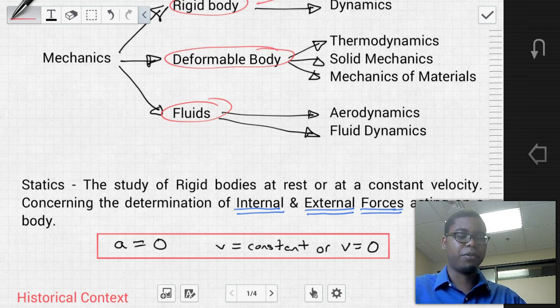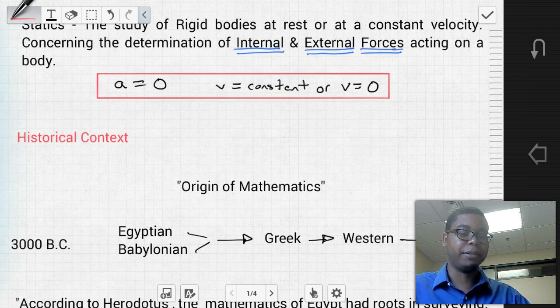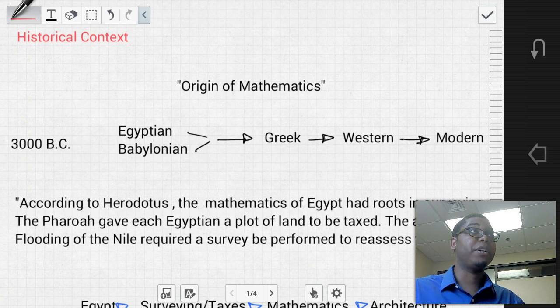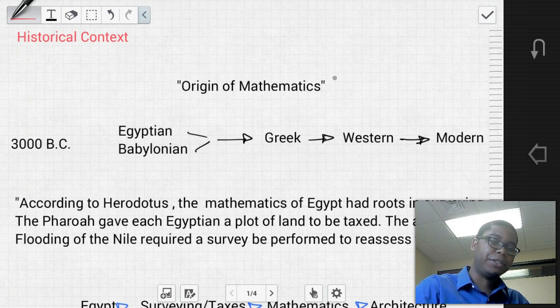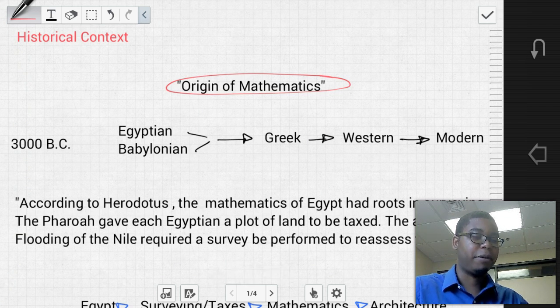So let's go over a historical context for the origin of statics, which is the first real engineering course that you will be taking. If we want to think of the historical context, we have to go back to the origin of mathematics. In terms of Western civilization, we can trace the origin of mathematics to about 3000 BC. The knowledge developed by civilizations such as the Egyptians and Babylonians was transferred to Greek civilizations, which led to the development of basic Western sciences, and eventually our modern interpretation of science, engineering, mathematics, physics, and things of that nature.